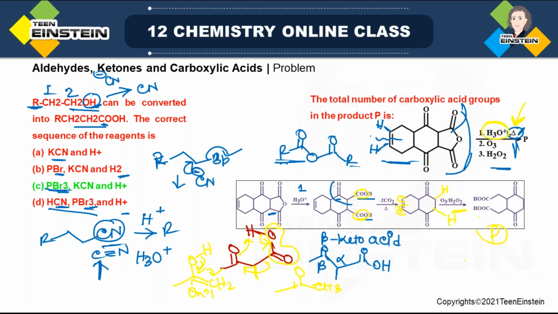is 2. So this is an integer type of question. Fine. And for the same question, if this heat sign is not there, now it will be 4. The answer will be 4 because decarboxylation will not take place.